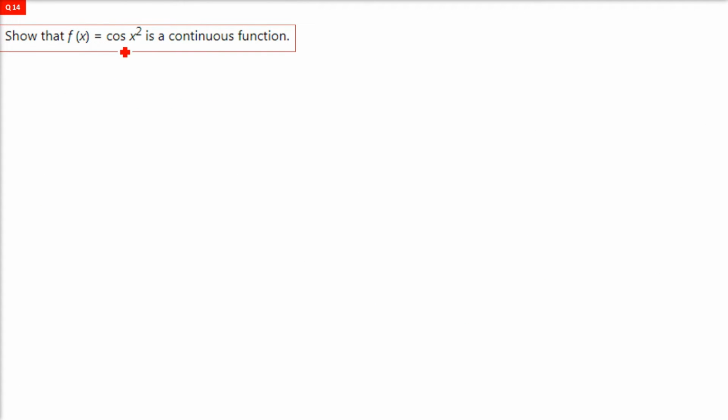Show that the function f(x) equals cos x square is a continuous function. So this is cos theta, where theta is x square. So cos x or cos theta, whichever, is continuous, as we have just seen in our question. And this theta, which we are representing by x square, is a polynomial function.